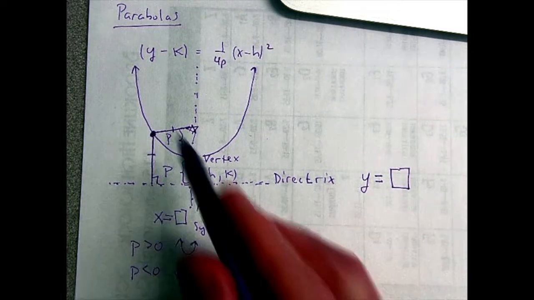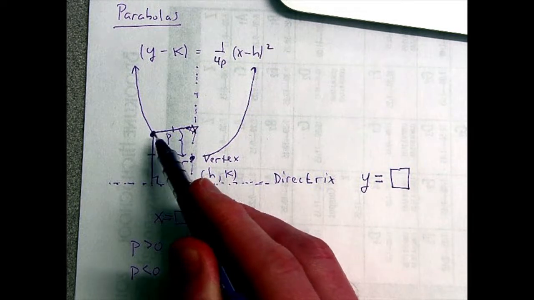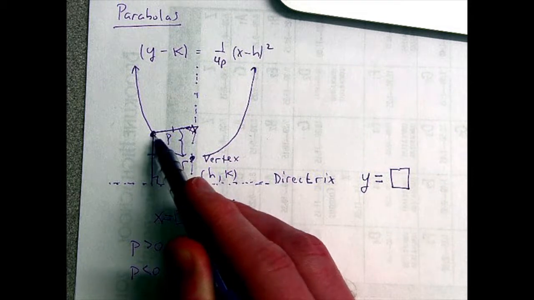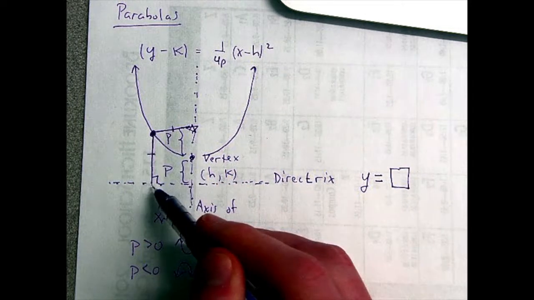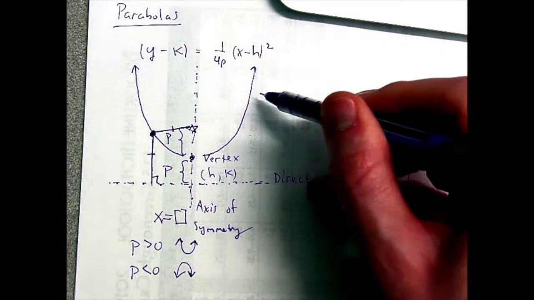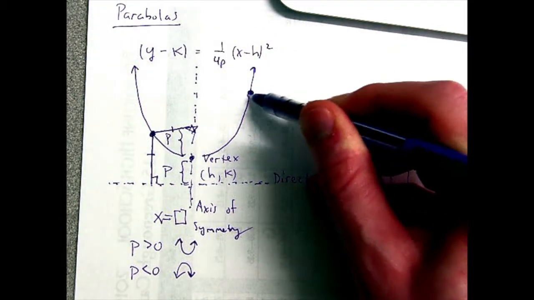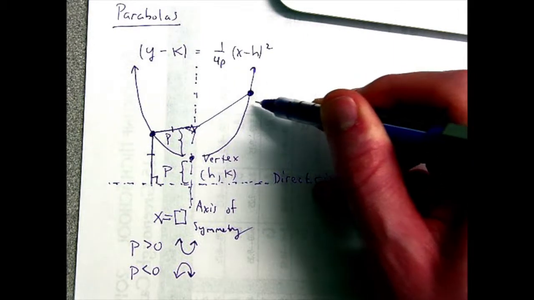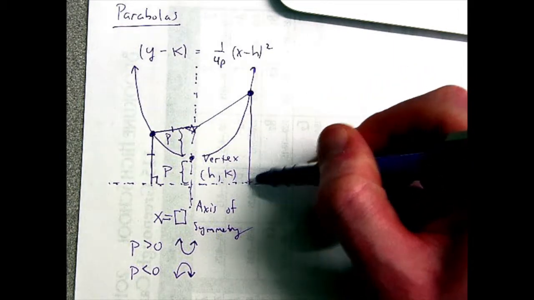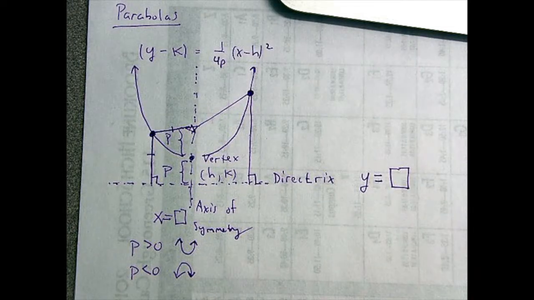So if you pick any point on the parabola, then that point's distance to the focus will be the same as its distance to this funny line, the directrix. Again, if you pick any other point, look at the distance from this point to the focus, and look at the distance from this point to the directrix, and you'll find that those two line segments have equal length.